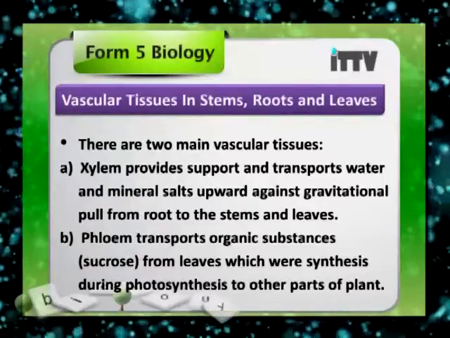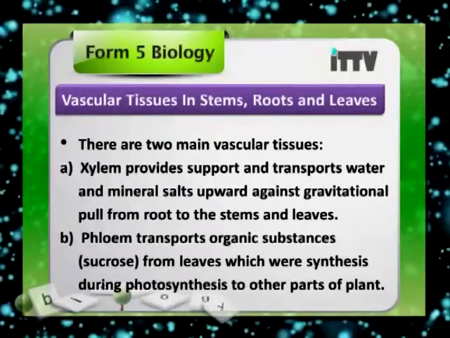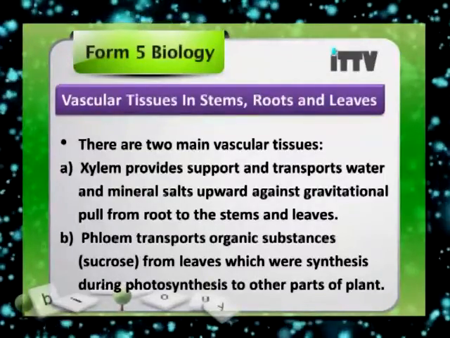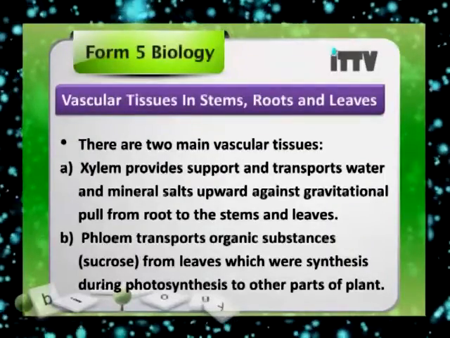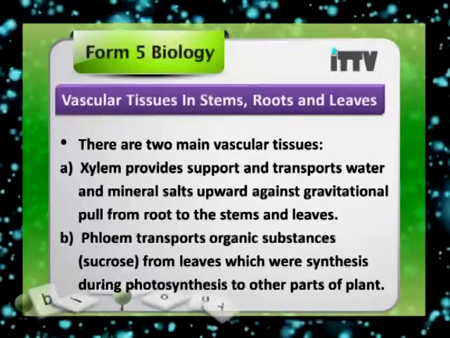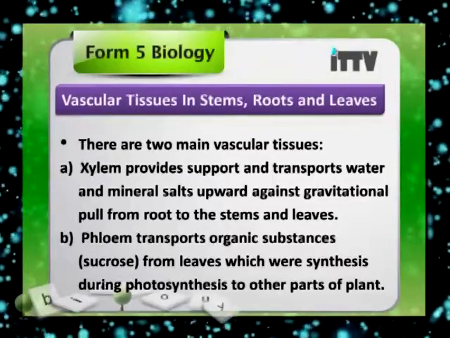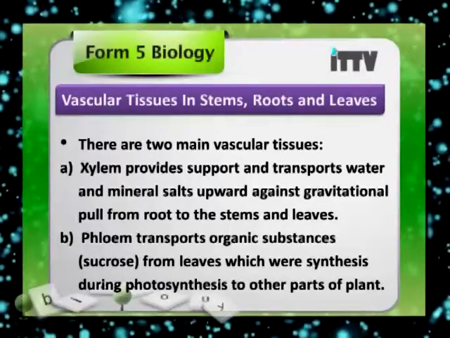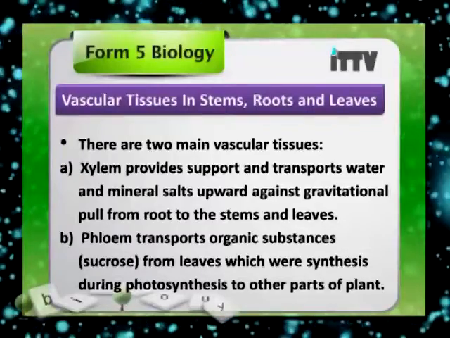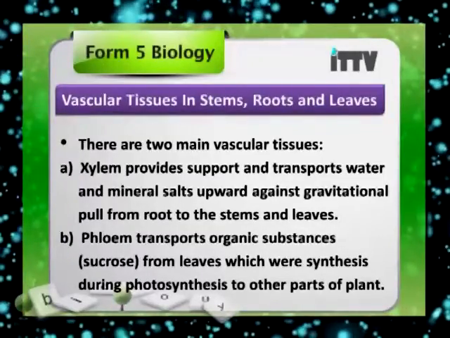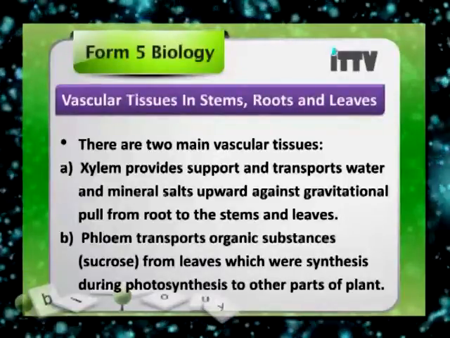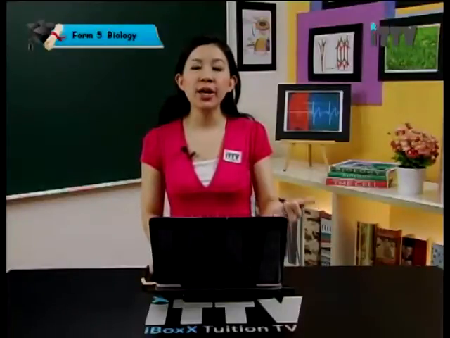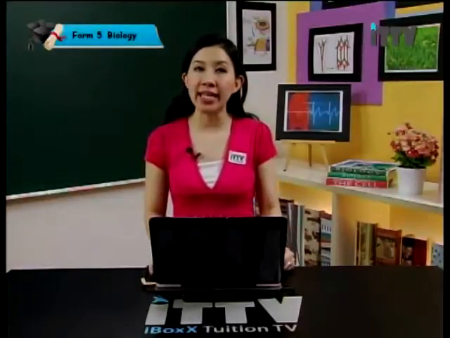Now let's look at vascular tissues in stems, roots and leaves. There are two main vascular tissues. The xylem provides support and transports water and mineral salts upward against gravitational pull from roots to the stems and leaves. The second vascular tissue would be the phloem. It transports organic substances such as sucrose from leaf synthesis during photosynthesis to other parts of the plant. So they just have two vascular tissues: the xylem for transportation of water, and phloem for transportation of organic substances.